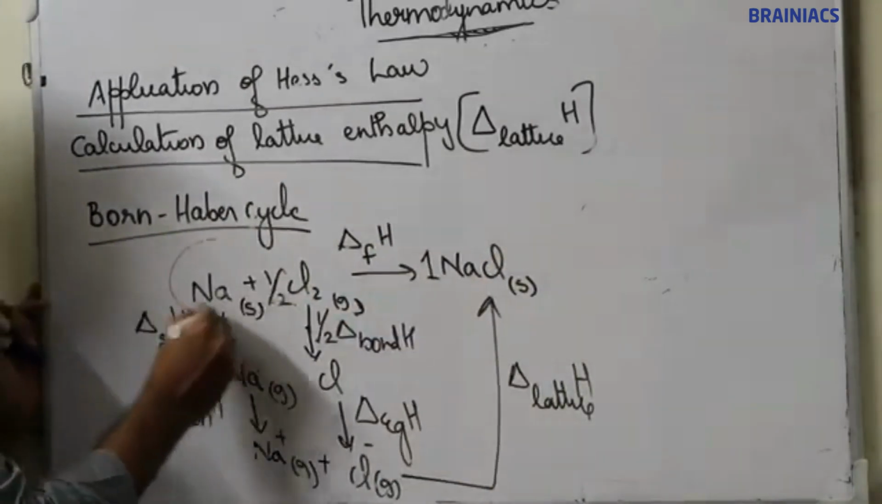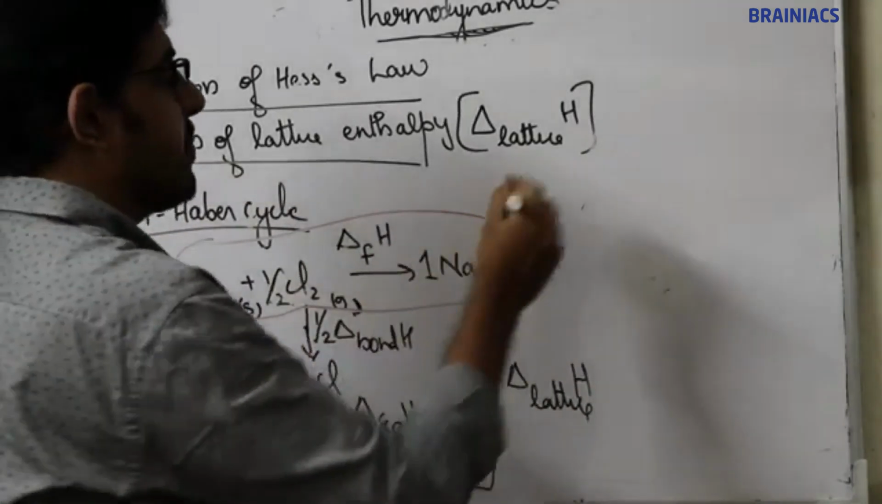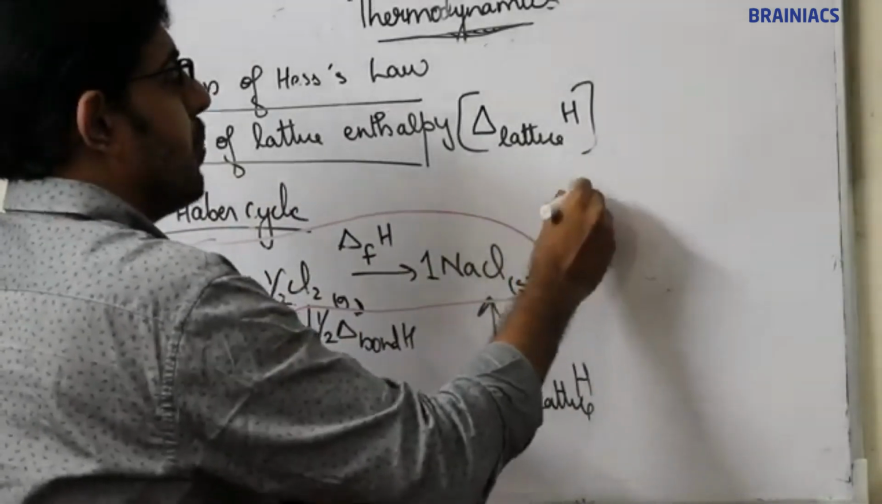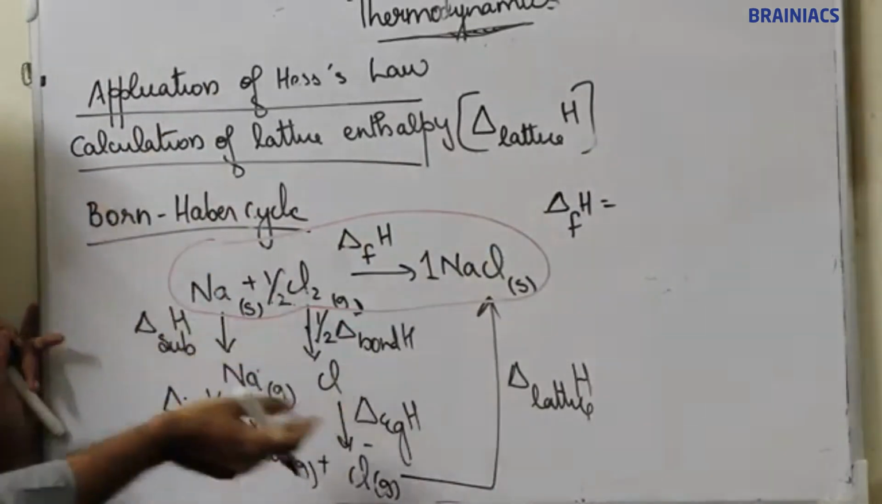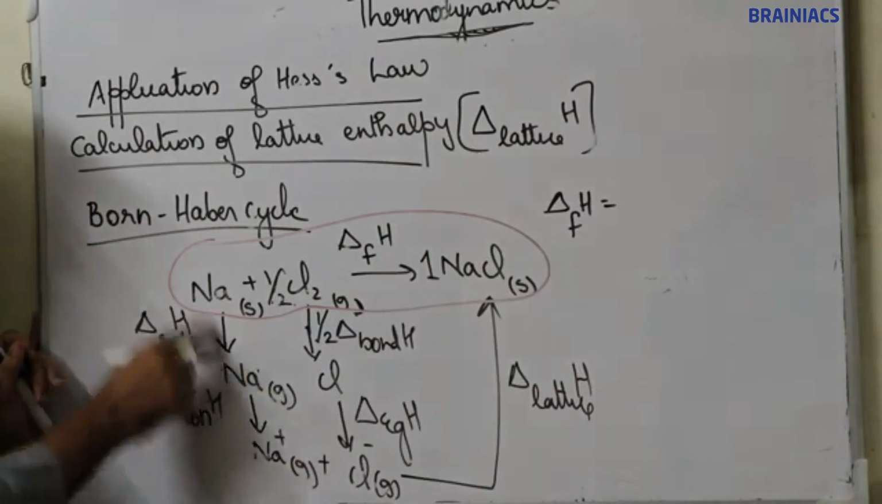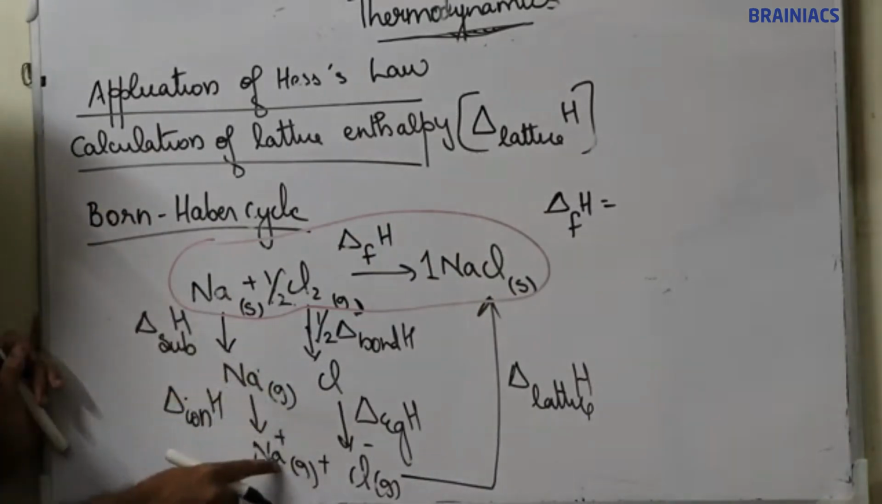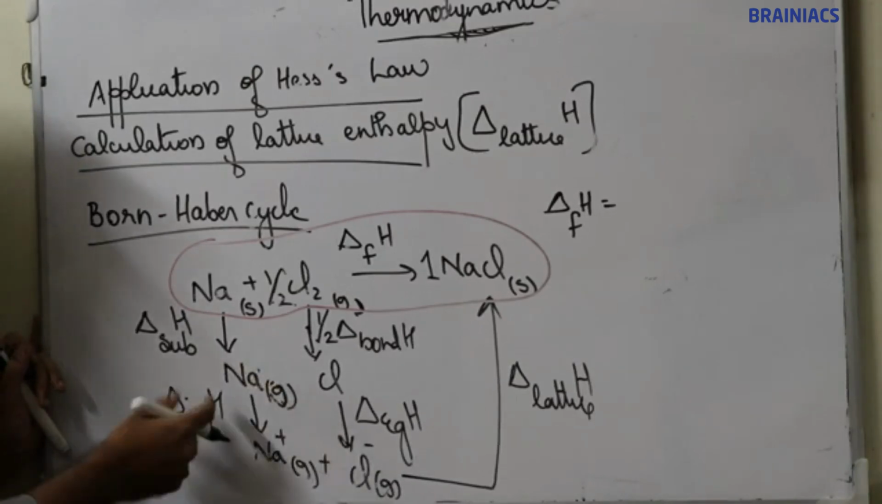Let that enthalpy be the enthalpy of formation. Okay. Now next, Na solid changes to Na gas. The enthalpy change is known as enthalpy of sublimation. Na gas changes to Na⁺ gas. That enthalpy is known as ionization enthalpy.